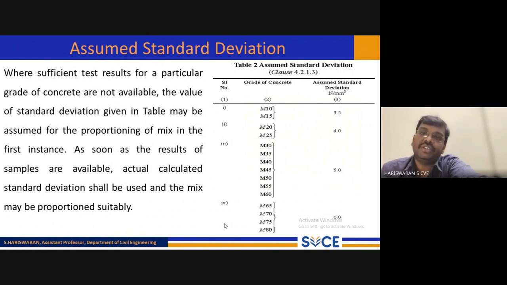Where sufficient test results for a particular grade of concrete are not available, the value of standard deviation given in this table can be assumed and used for fixing the target strength value.